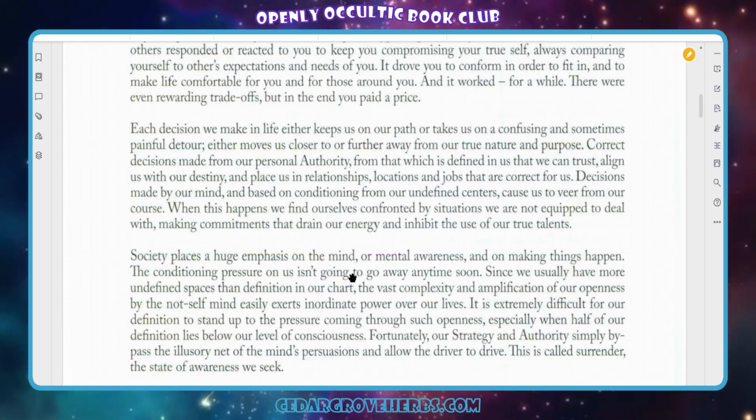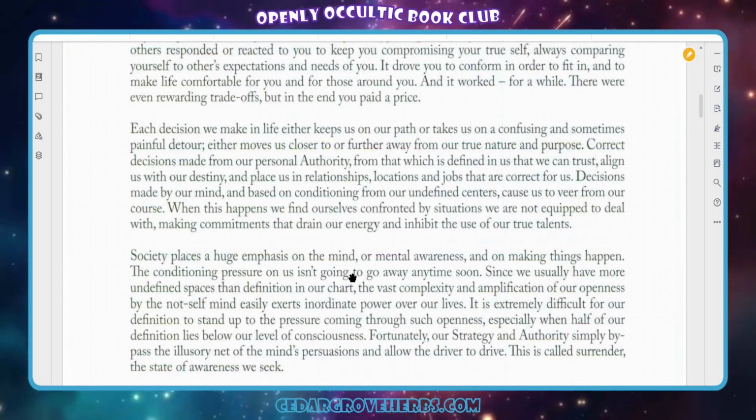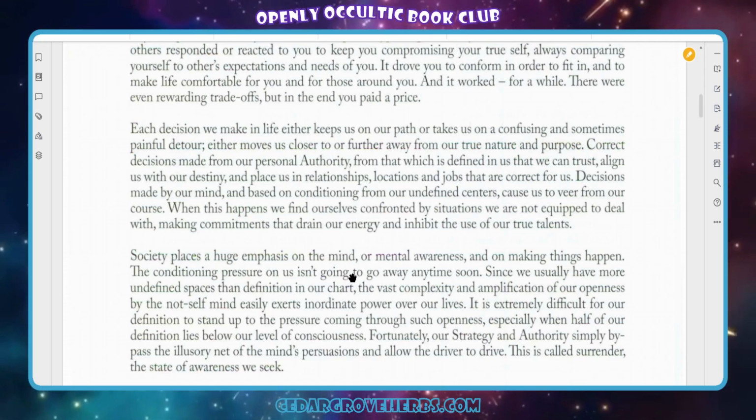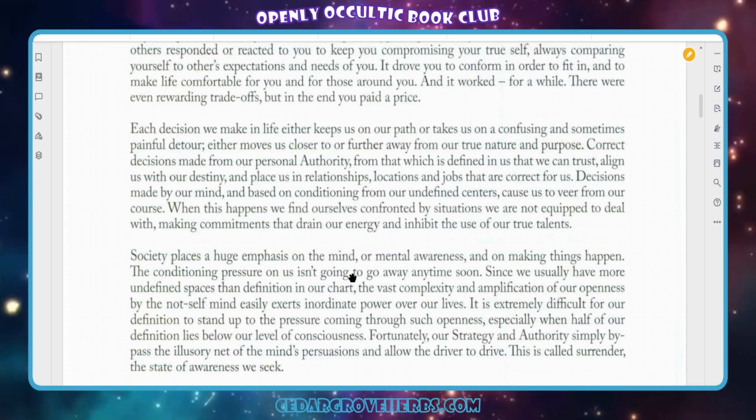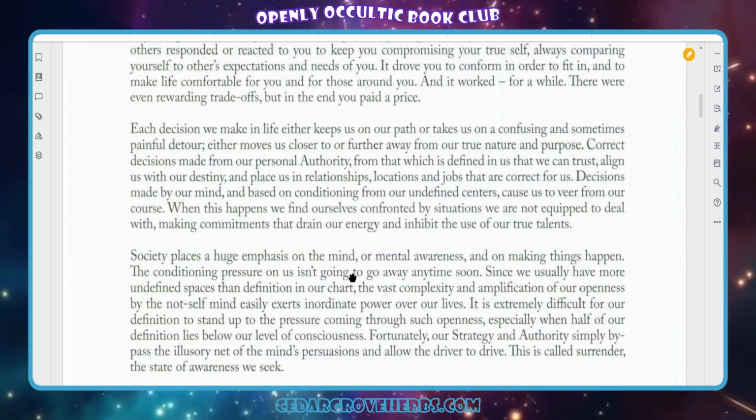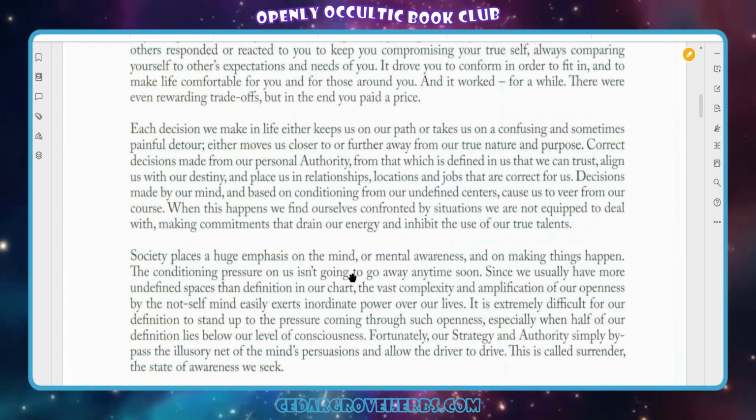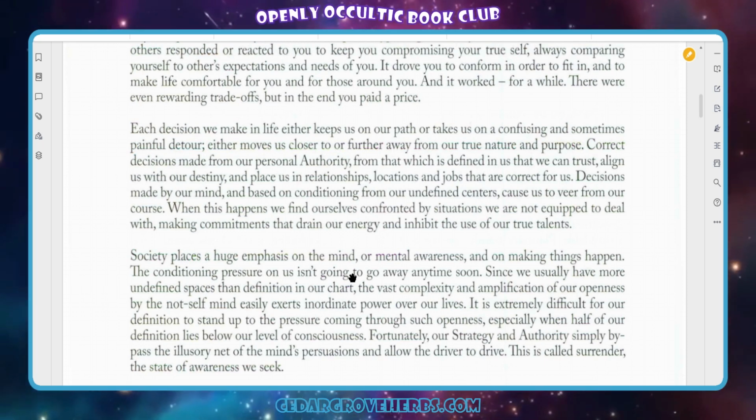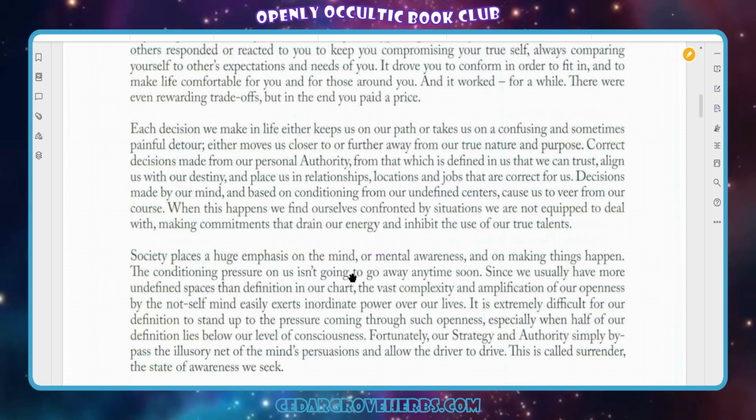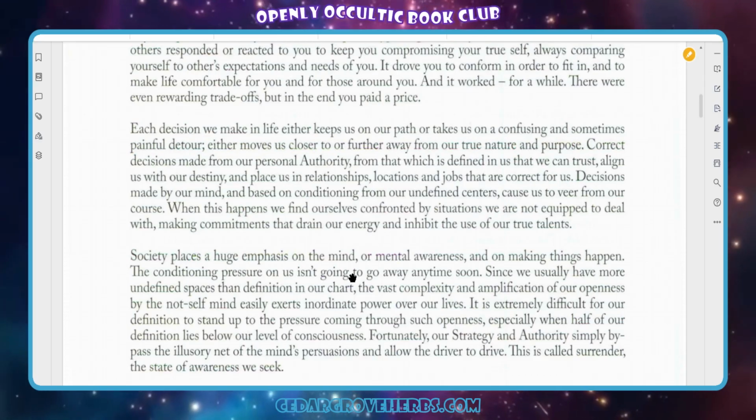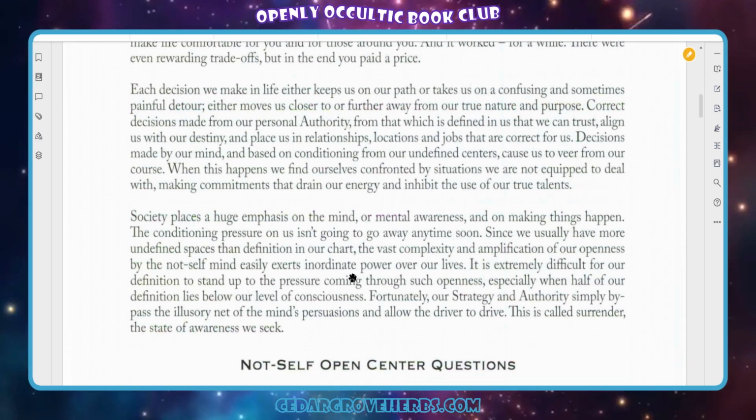Decisions made by our mind and based on conditioning from our undefined centers cause us to veer from our course. When this happens, we find ourselves confronted by situations that we are not equipped to deal with and making commitments that drain our energy and inhibit the use of our true talents.